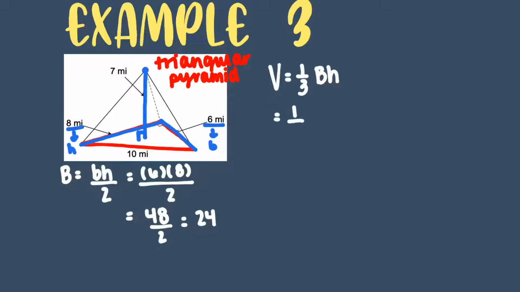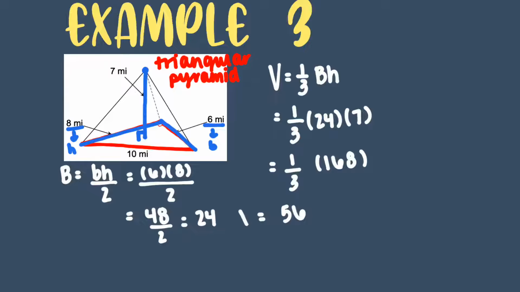So I have 1/3. My area of the base is 24. Times the height of the pyramid, which is 7. So breaking it into my 2 steps, I do 24 times 7 first, and I get 168. And your last step is to multiply by 1/3 or divide by 3. And so you find that your volume of this triangular pyramid is 56 miles cubed.